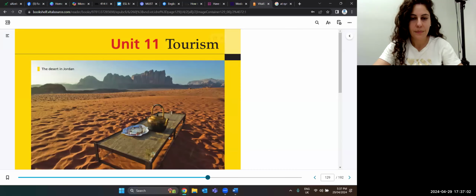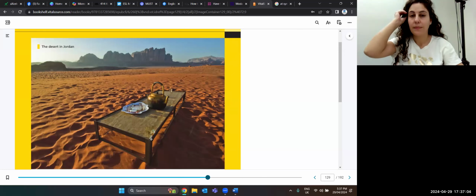So before we get into that, let's listen to a short little conversation. We're listening to a conversation with a man that is in Jordan. So on page 129. Now, Jordan is a country in the Middle East. And we've got this image. We want to know why there is a table in the middle of nowhere, in the desert.